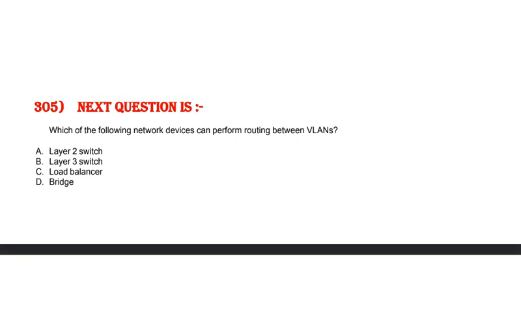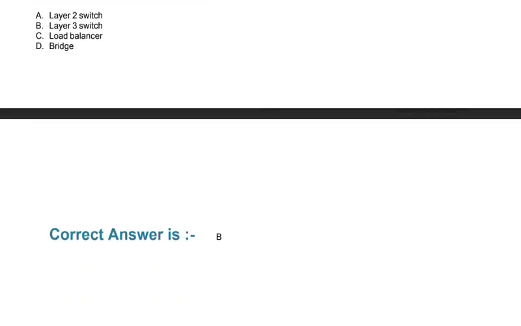Question is, which of the following network devices can perform routing between VLANs? Option A, Layer 2 switch. Option B, Layer 3 switch. Option C, load balancer. Option D, bridge. Correct answer is option B.